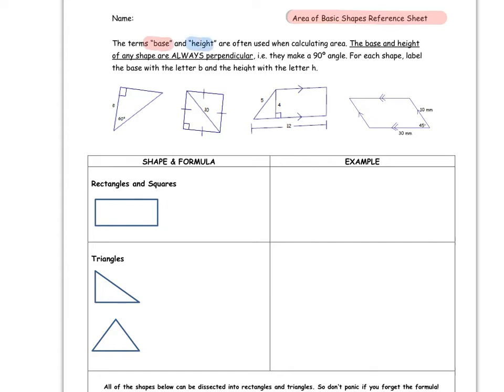So the base and the height, these terms are very often used when we calculate area. They're going to show up in a lot of formulas. The most important thing to remember is that the base and the height of a shape are always perpendicular, which means they make a 90-degree angle. So all we're going to do is go through these examples right here and highlight the base and the height. I'm going to highlight them and then also label them with a B for base and an H for height.